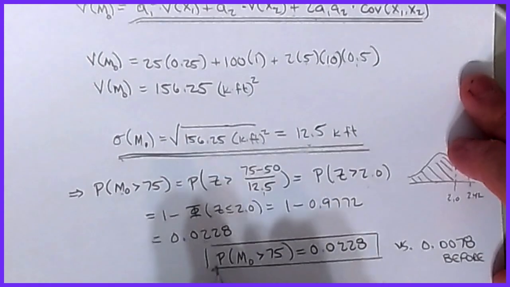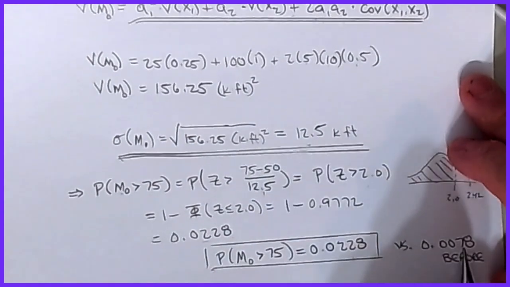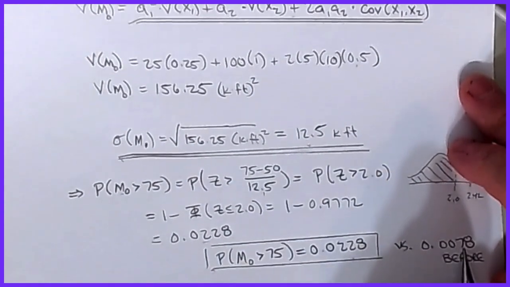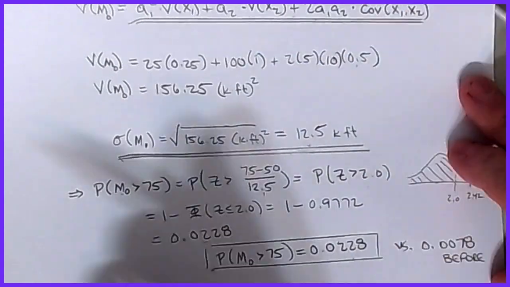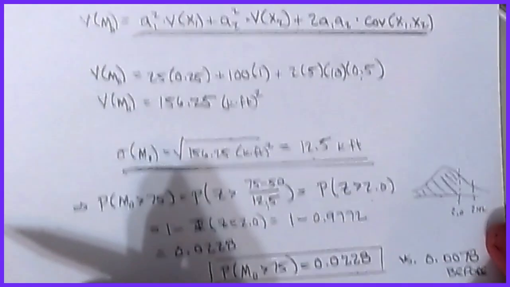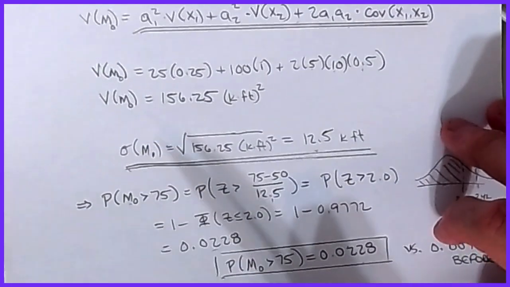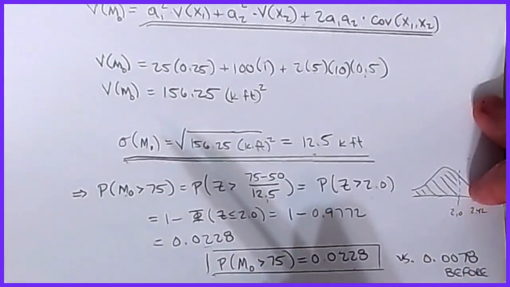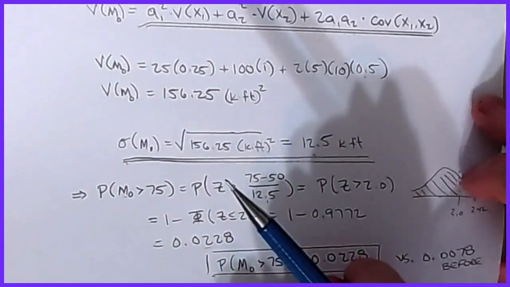So now we're at 2.28%, and before we were at less than 1%, and all because there was this covariance that existed between x1 and x2. I also thought this problem was interesting and showed how the numbers can move from a statistics standpoint. So I hope that made sense to you.